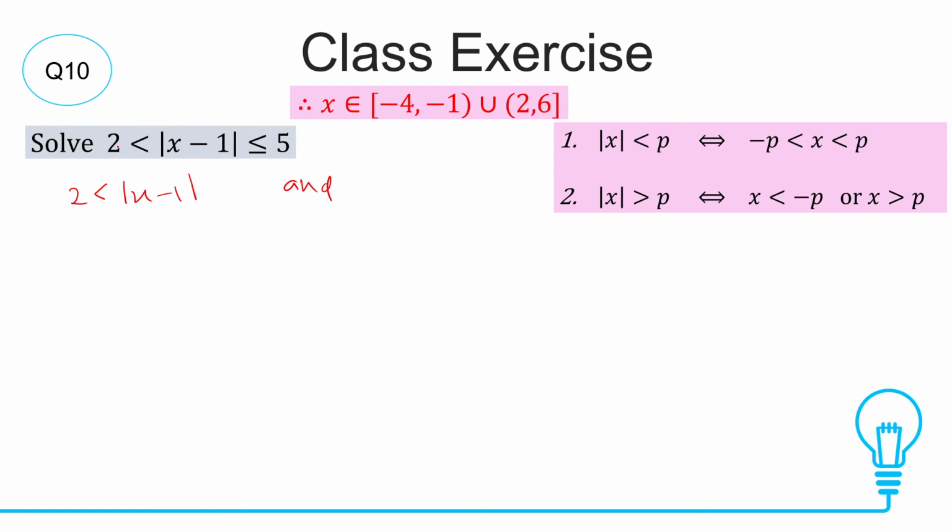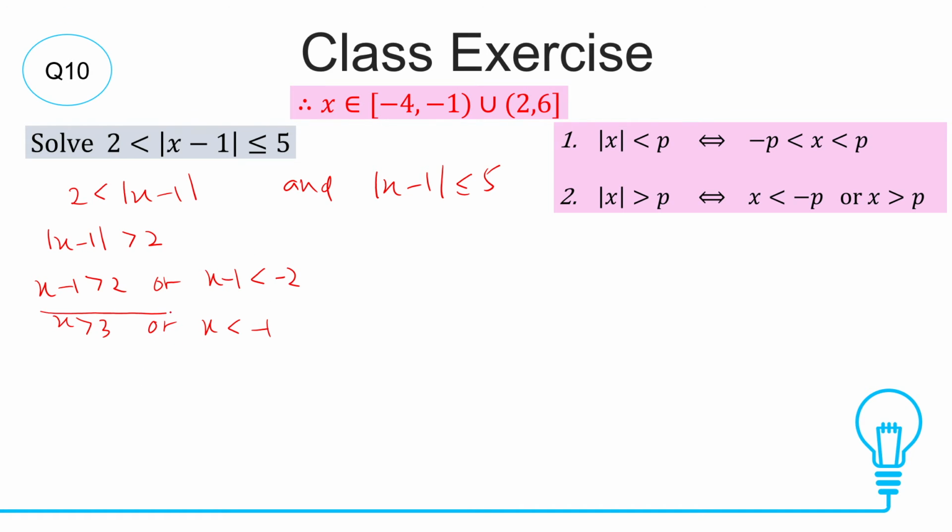And, because they are from the same family, that's why it's an "and". x minus 1 less than or equal to 5. When you want to break this one, it's a greater than. So from here, I show it to you. It's a greater than, so x minus 1 greater than 2, or x minus 1 less than negative 2. I arrange back: x greater than 3, or x less than negative 1. So this is the answer from the left hand side.